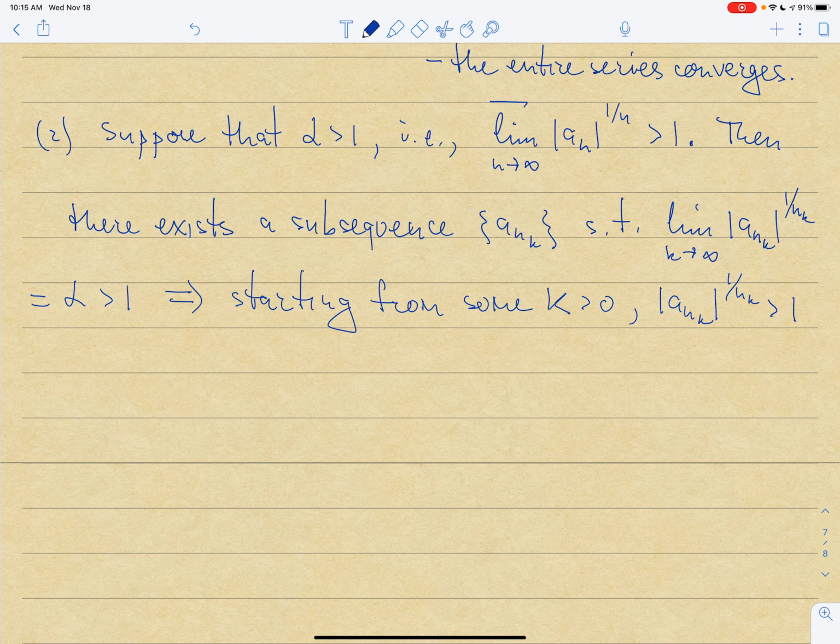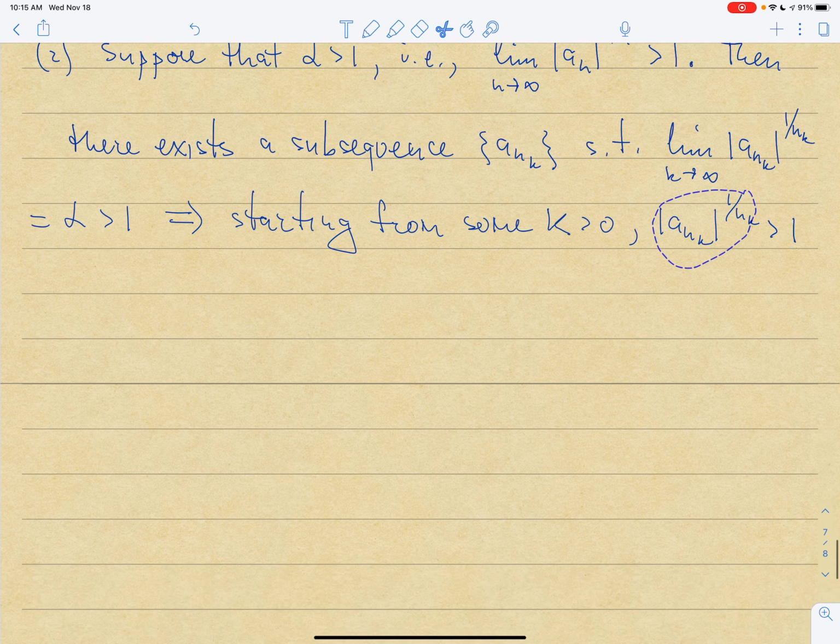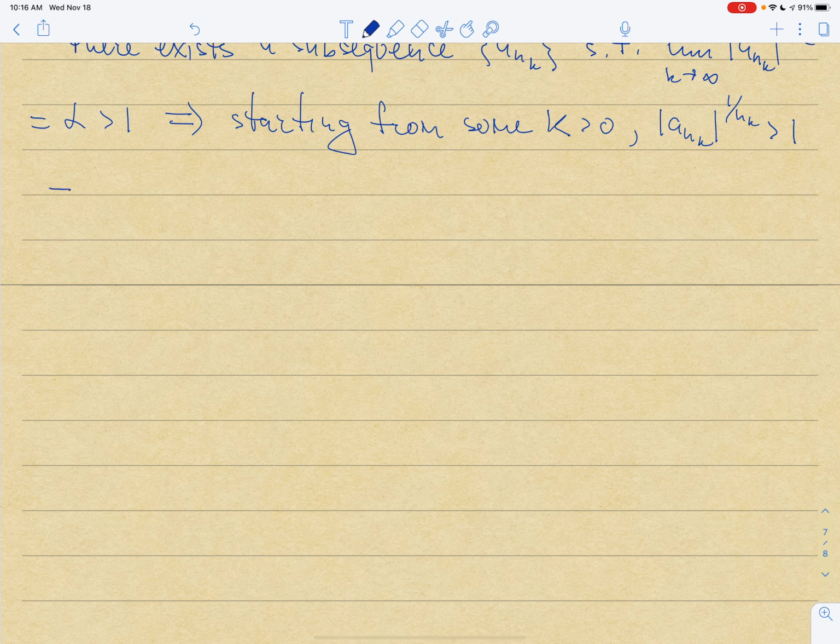Right, again, I know that this sequence goes to a number greater than 1, so that means that eventually all terms of my sequence will become greater than 1. Okay, and if that is the case, then if I raise both sides to the power n_k, then |a_{n_k}| should be greater than 1 to the power n_k, which of course is equal to 1, for all k bigger than capital K, right? All right, so is that good or bad?